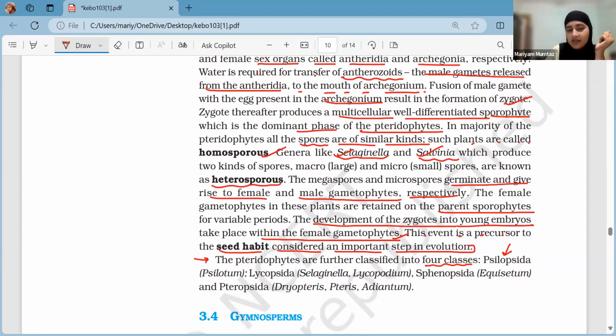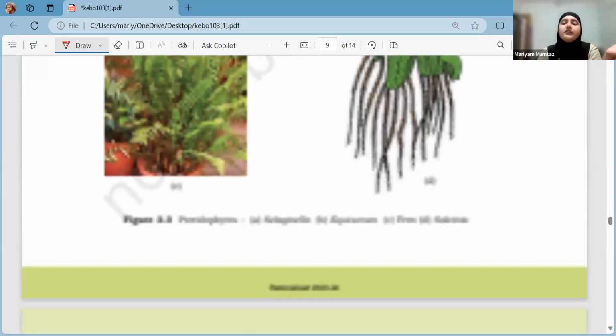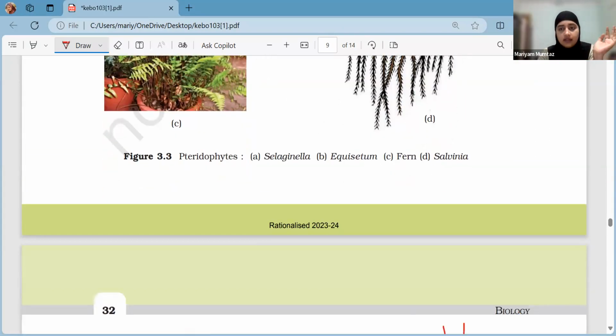Psilopsida, under which comes Psilotum. Lycopsida, under which comes Selaginella and Lycopodium. Sphenopsida, under which comes Equisetum. Pteropsida, under which comes Pteris and Adiantum. Again, all of these classes are extremely important. Which organism belongs to which class is important. So pteridophytes is over. Is it clear? Any doubts?